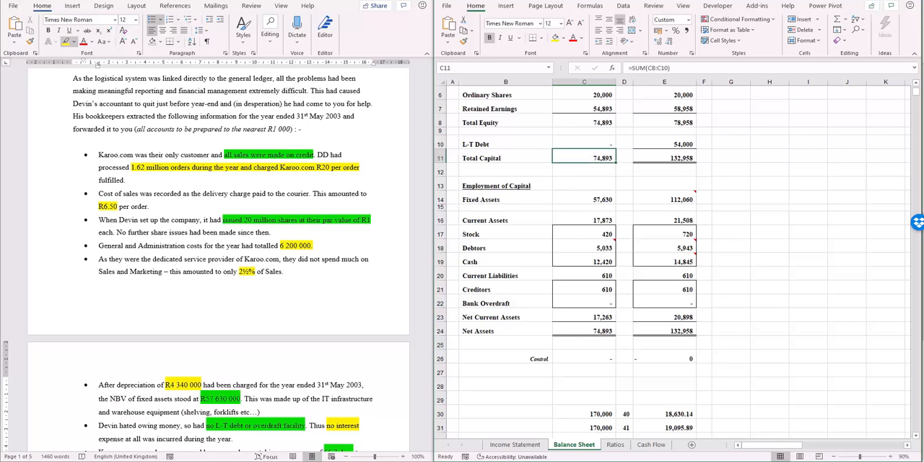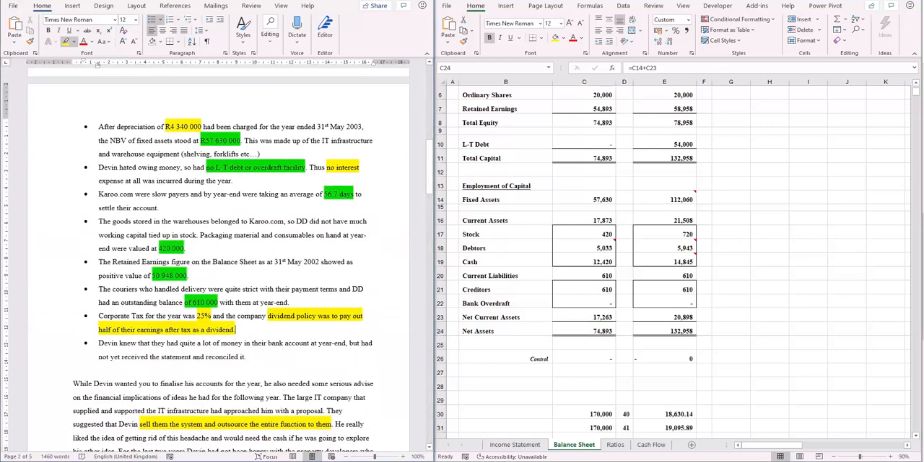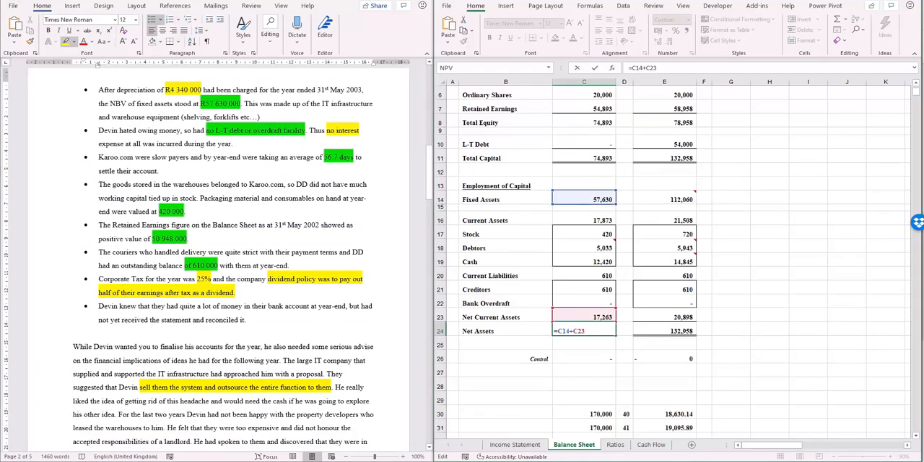Take the total capital number, copy and paste it down there. Alright, fixed assets. The net book value of the fixed assets stood at 56.63 million. Plug that one in there. Stock values is what we are looking for next. There it is. We've got quite a low stock value because most of the stock belonged to Karoo.com. So that's 420.